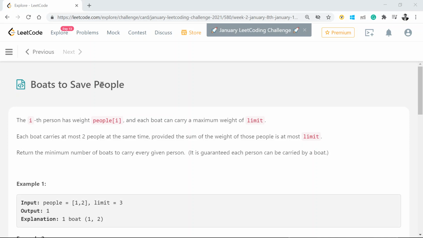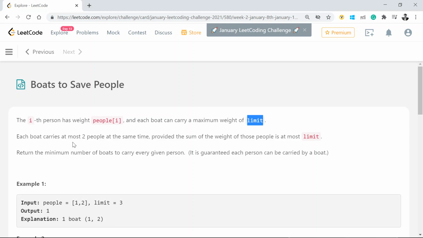Today we are looking at another January LeetCode challenge wherein the question says boats to save people. The ith person has weight people[i] and each boat can carry a maximum weight of the limit. So we are given an input which is a list, and a limit which contains the maximum weight.